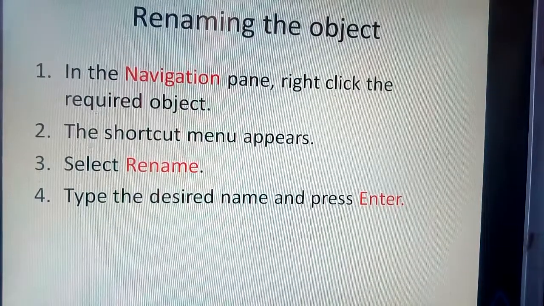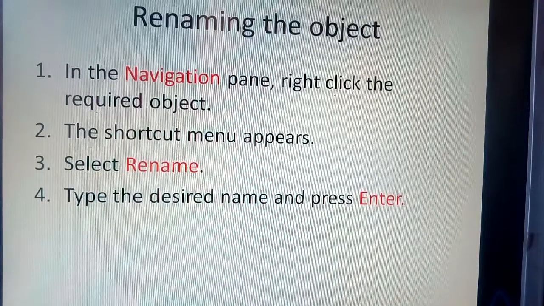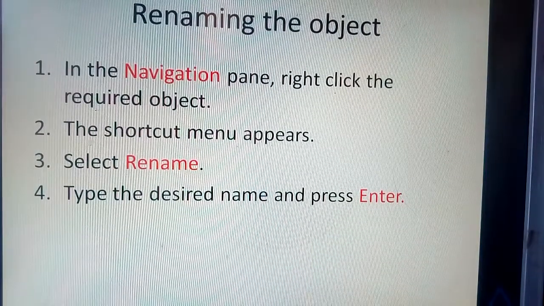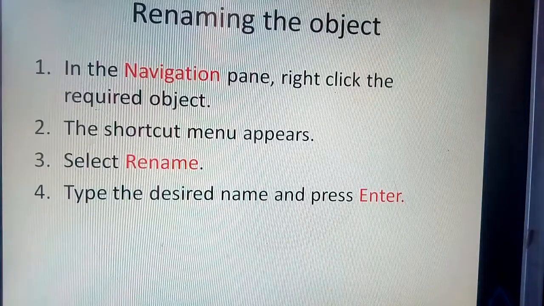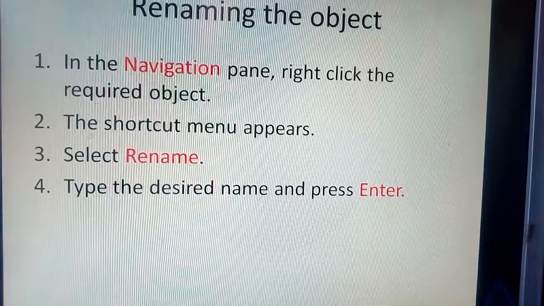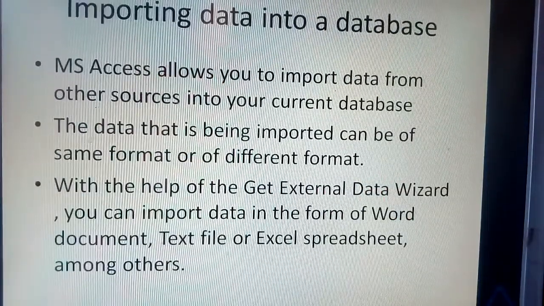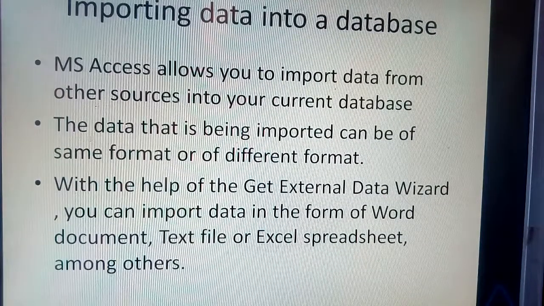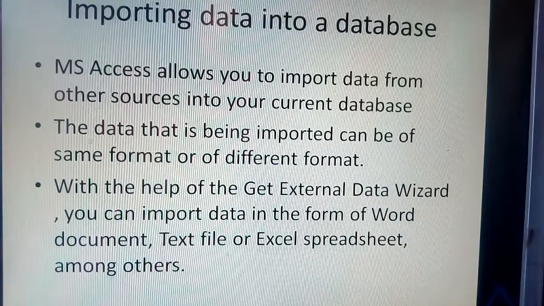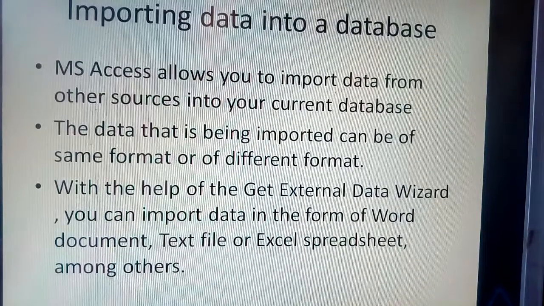The shortcut menu will appear. There you can see the Rename option. Click on the Rename option, give the name you want, and then press the Enter key. So this is the way you rename the object. Is it clear? So these are the things: how to save, open, and close the object.